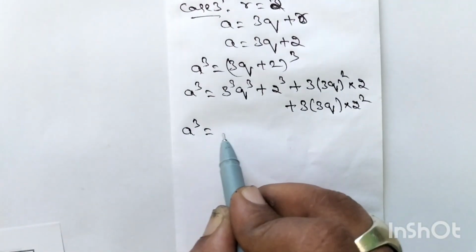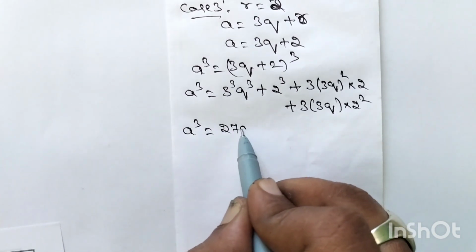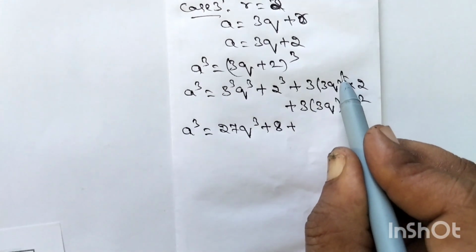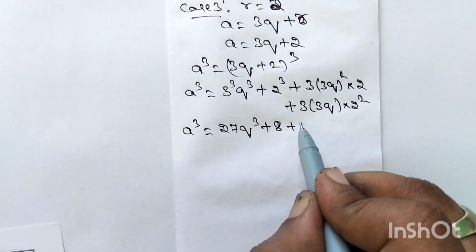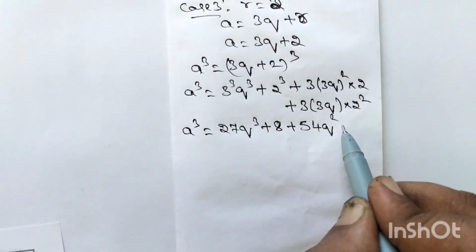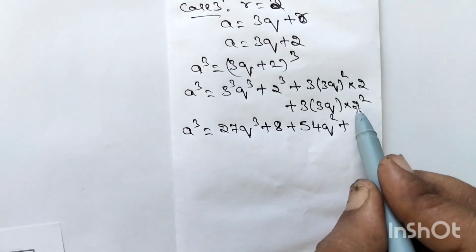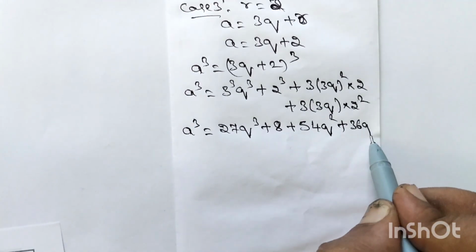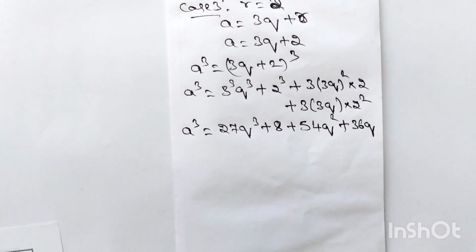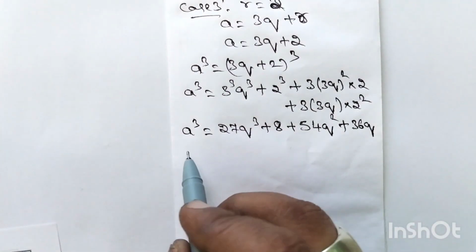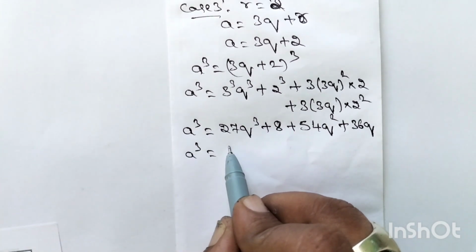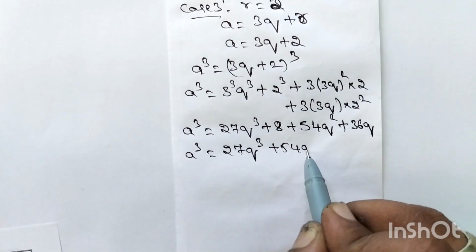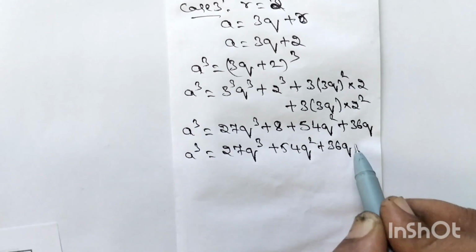So a cube is equal to 3 3s are 9, 9 3s are 27q cube plus 2 cube is 8 plus 3 square is 9, 9 3s are 27, 27 2s become 54q square, plus 3 3s are 9, 2 square is 4, 4 9s are 36, so 36q. So a cube is equal to, let us write in decreasing order, 27q cube plus 54q square plus 36q plus 8.